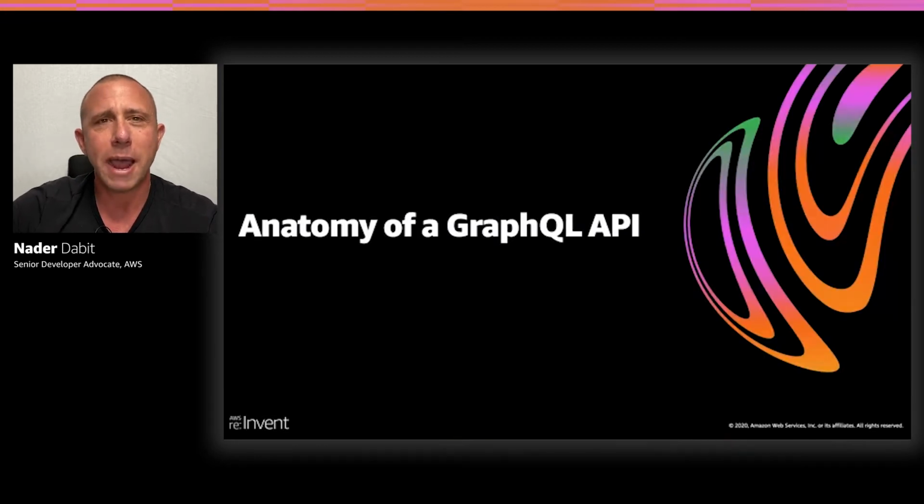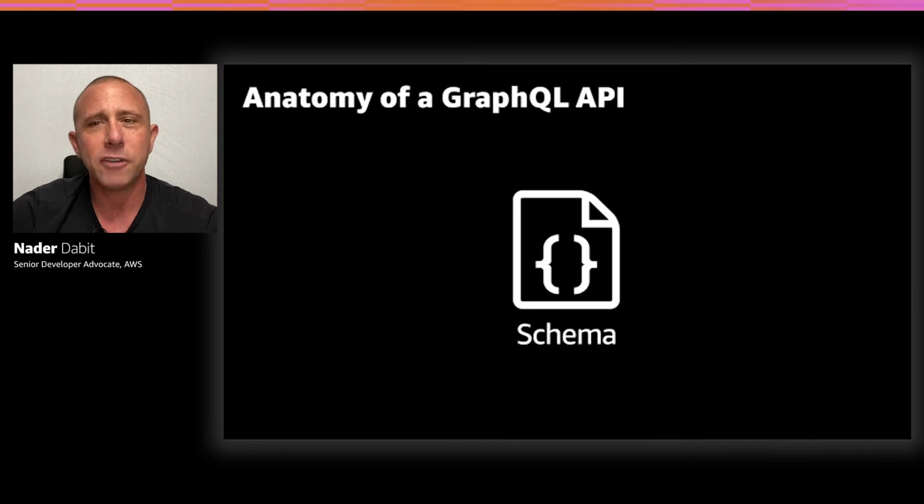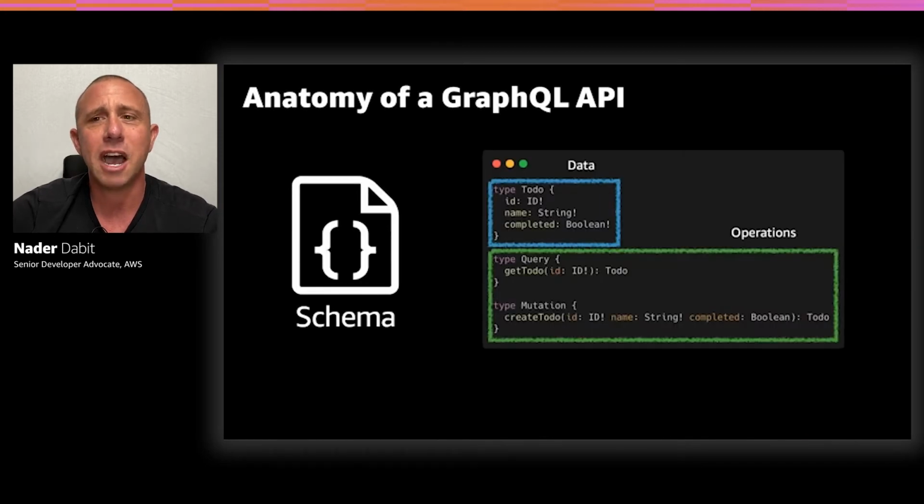So to talk about AppSync, let's first go over what a GraphQL API consists of. A GraphQL API consists of three main parts. You have your schema, you have your resolvers, and you have your data sources. The GraphQL schema is essentially a combination of the data as well as the operations that you would like to have that operate against that data. So in this example, we have a really basic to-do app where we have a to-do type with a few different fields. And then we have a query and a mutation that allow you to interact with that data type of to-do. The query would be for fetching data, the mutation would be for creating or updating data.